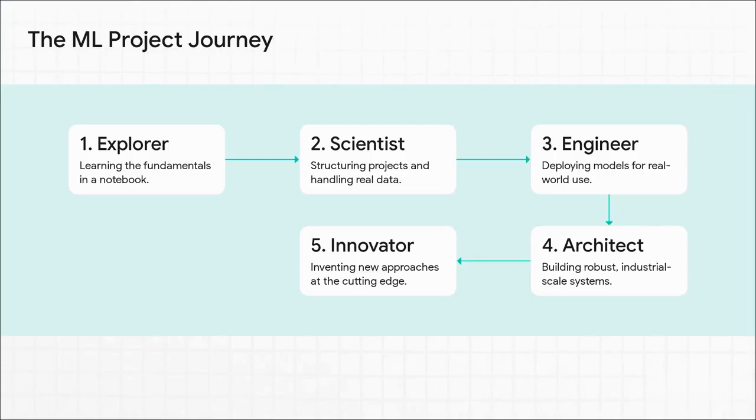And here it is. This slide basically lays out our entire journey. You see, we all start as a notebook explorer, just messing around. Then we level up to a structured scientist, and from there, we can evolve into a production engineer, then a systems architect, and at the very top, a research innovator. Each one of these steps is a huge leap in complexity, and more importantly, in real-world value.